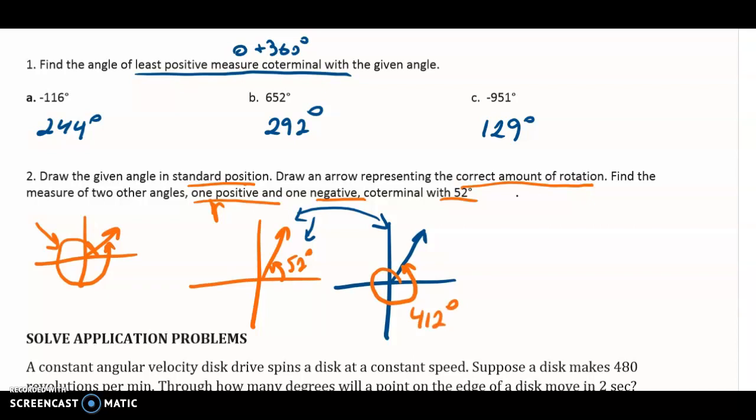Now I'm going to go the other way and still draw that 52 degrees right there. But now I'm going to find a negative angle. So I'm going to start at the initial side and go around and find out what that is. So this time I'm going to take 52 minus 360 and I get negative 308 degrees. So that's how that works.